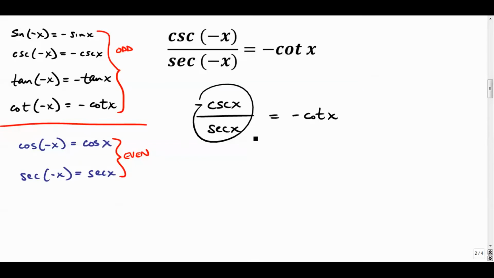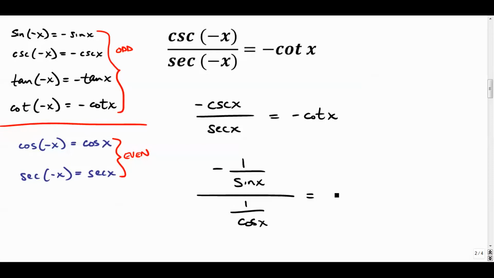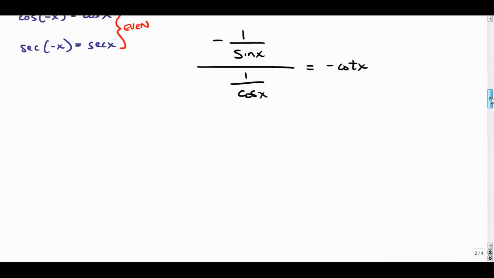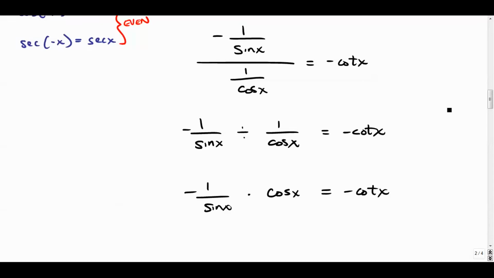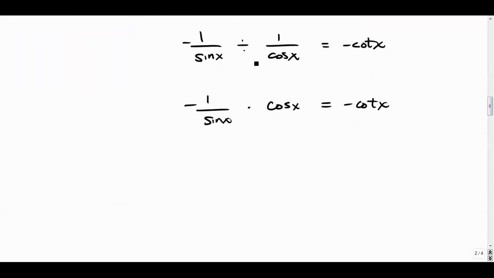Well, let's turn these into sines and cosines. So I've got negative 1 over sine x, all divided by 1 over cosine x. When we divide by fractions, it's sometimes helpful to write them horizontally. So let's divide by this fraction. When we divide by fractions, it's the same as multiplying by the reciprocal. So keep this, switch to multiplication, and flip it over. The way I say that to my students is when you divide fractions, you keep it, you switch it, and you flip it. Keep it, switch it, flip it.